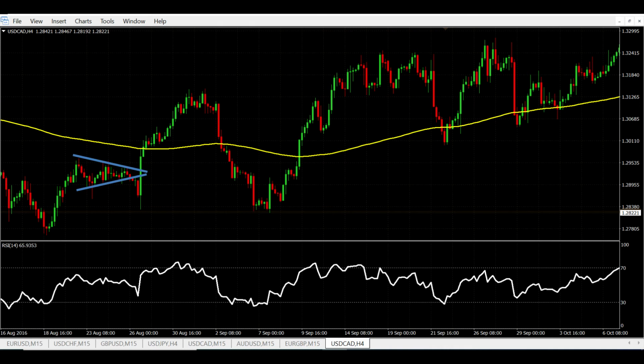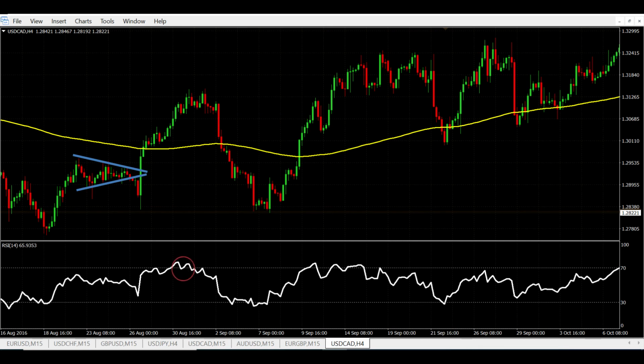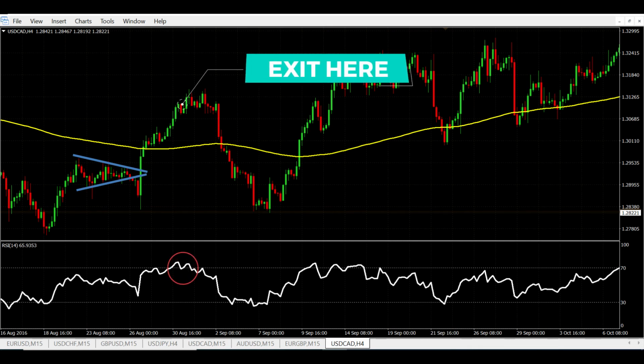The USD CAD reverses and breaks the upward triangle. As a result, you can use this event to reopen your bullish trade by placing a stop loss order below the bottom of the blue triangle that was created. When the RSI line enters the overbought zone, a closing signal appears, so you should exit your trade.